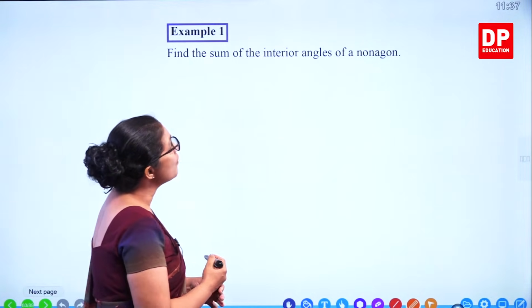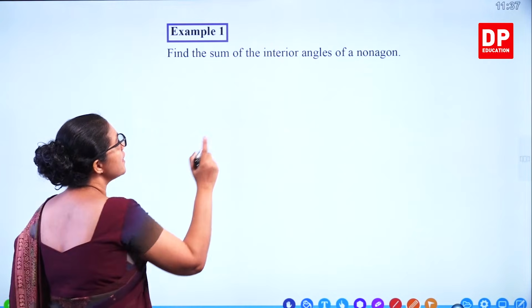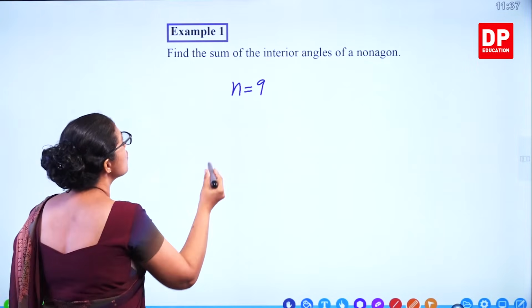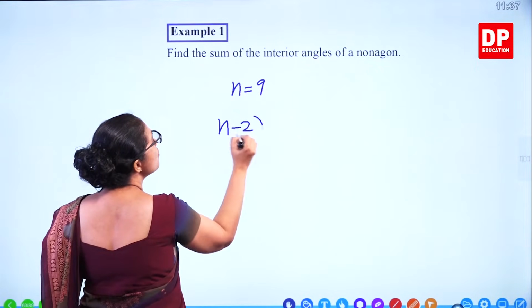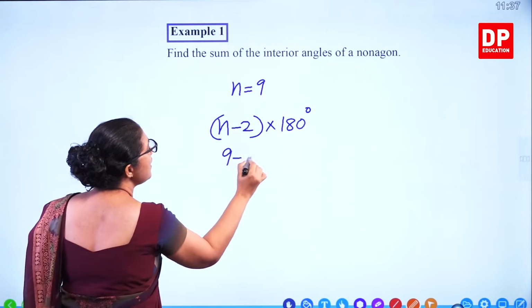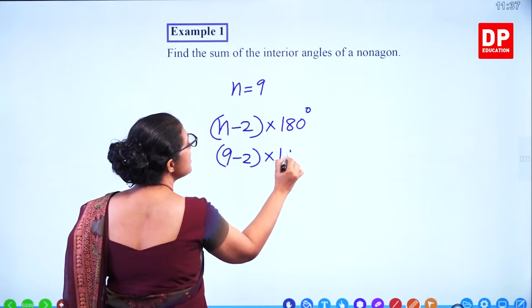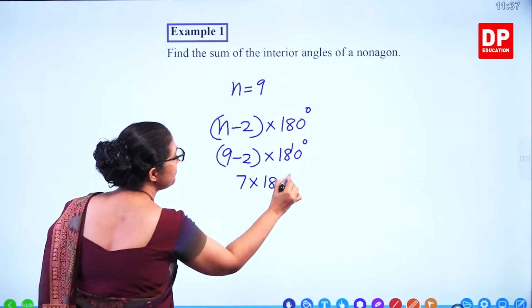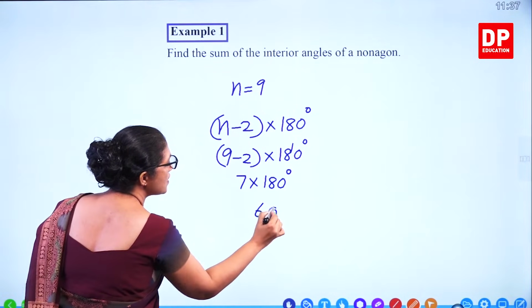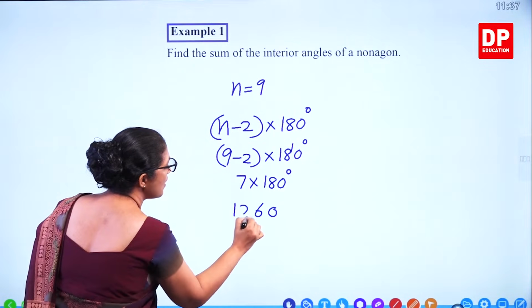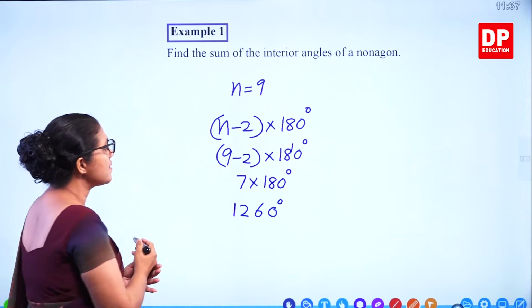Example number 1. Find the sum of the interior angles of a nonagon. Nonagon means 9 sides are there. So use the formula (n minus 2) into 180. N is 9, so 9 minus 2 into 180. You get 7 into 180, which is 1260 degrees.